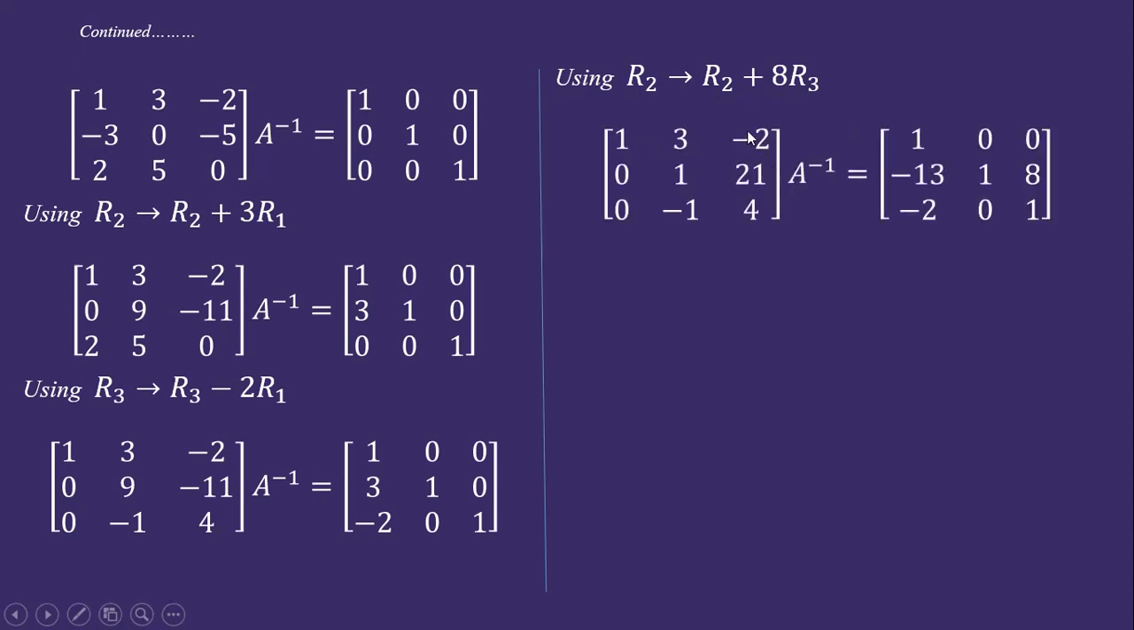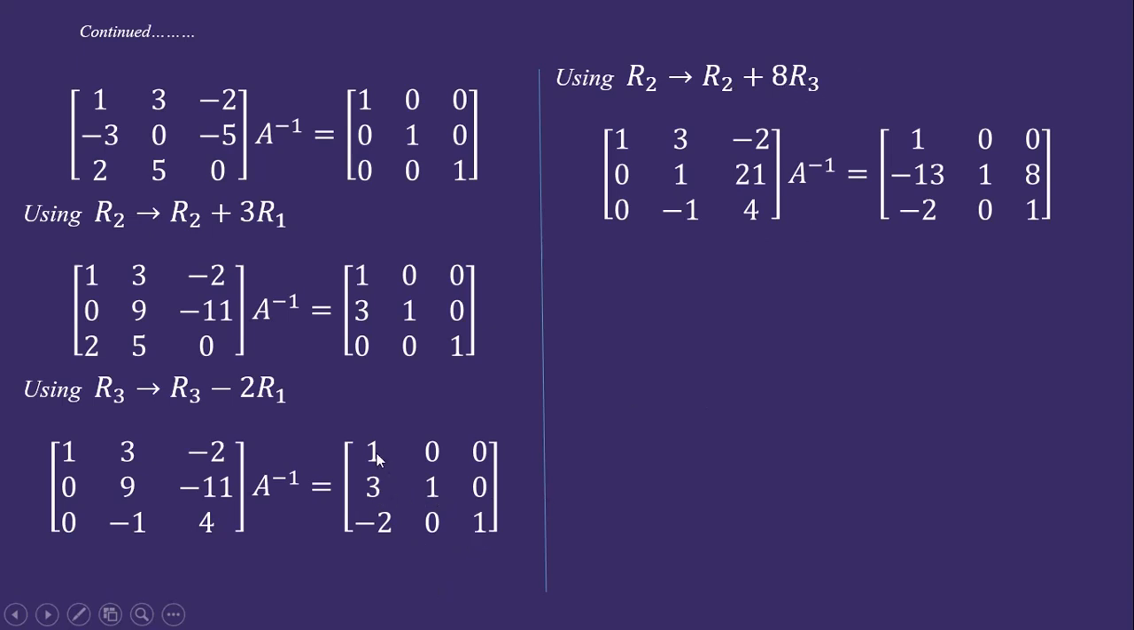Now first row as it is, second row R2 plus 8 R3: 0 plus 0 into 8, 0 plus 0, we get 0 here. Now 9 plus 8 into minus 1, 9 minus 8, we get 1 here. Now minus 11 plus 8 into 4, minus 11 plus 32, we get 21 here. Now third row as it is, 0 minus 1 4, 0 minus 1 4. Now same transformation on RHS.